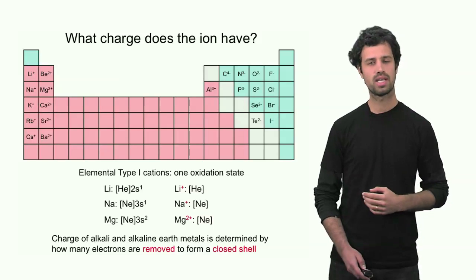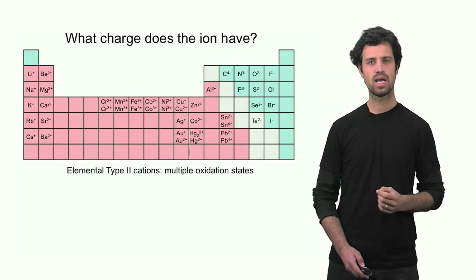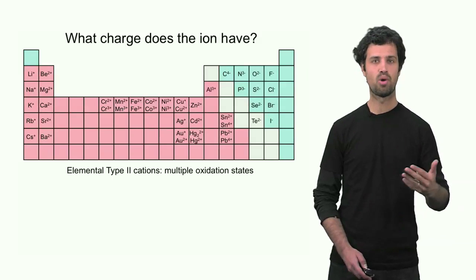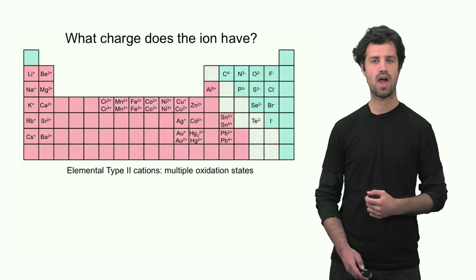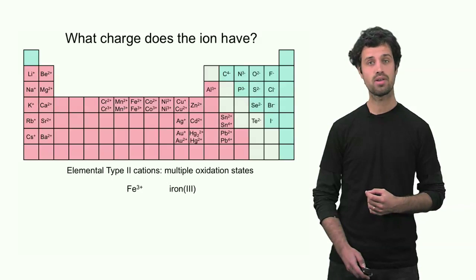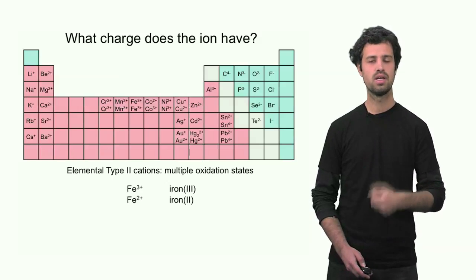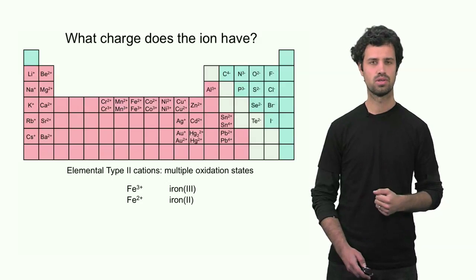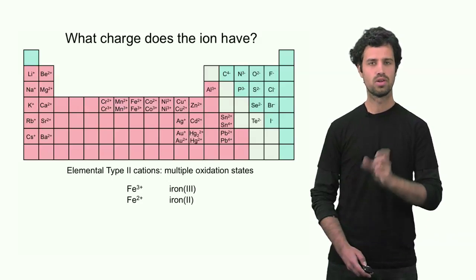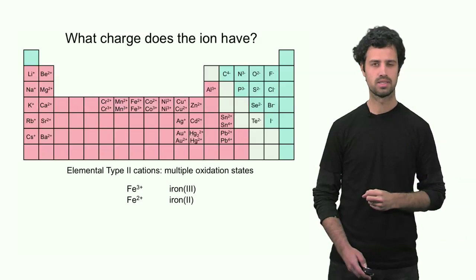Now, beside type 1 cations, there are also type 2 cations. Type 2 cations can exist in multiple oxidation states, which means the ions can have multiple charges. Let's look at iron, for instance. Iron can exist in 2 oxidation states, which corresponds to iron 3+ and iron 2+. The oxidation state of the first is 3, the oxidation state of the second is 2. We indicate this by iron(III) and iron(II).